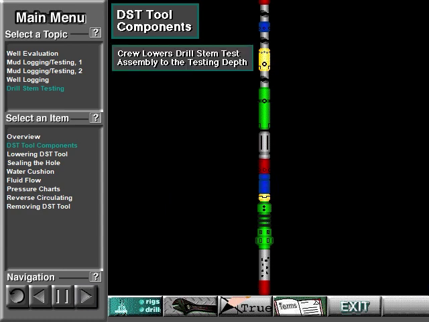The crew lowers this assembly to the depth the well owner wants to test, in this case, the bottom of the hole. You'll see what the parts do as you go along.